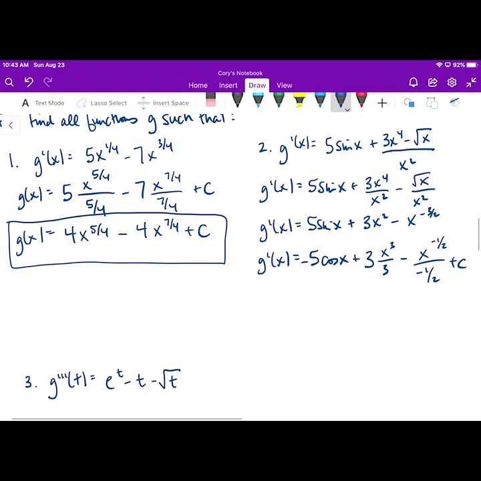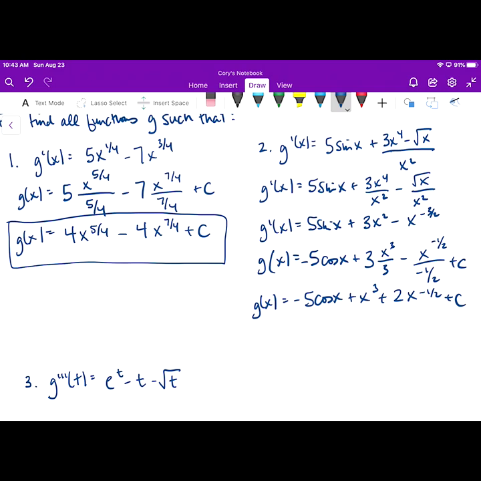And then, whoops, sorry, that shouldn't be g prime, that should be g. Okay, and then we're just going to go through and simplify term by term. So g of x is negative 5 times the cosine of x. The next term is going to simplify to plus x cubed. And the next term is going to become minus. Minus is going to change that sign to plus. Dividing by 1/2 is the same thing as multiplying by 2. So that's 2x to the negative 1/2 power plus c.